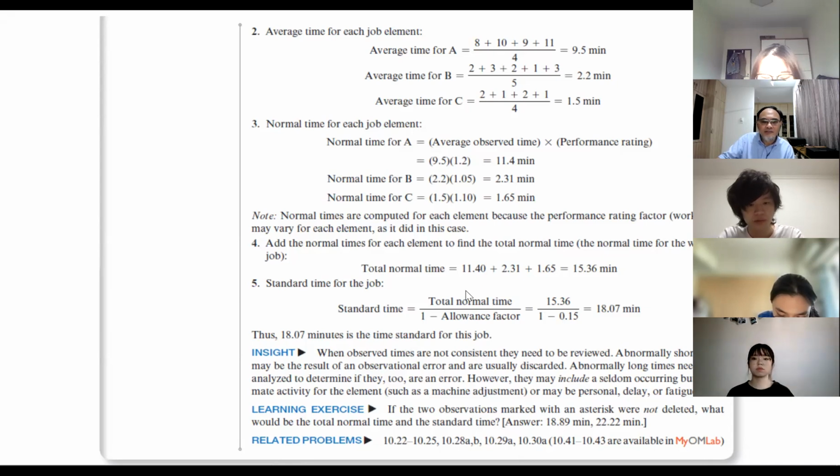Number 5 is total normal time. Any questions until now? Can you follow the steps?